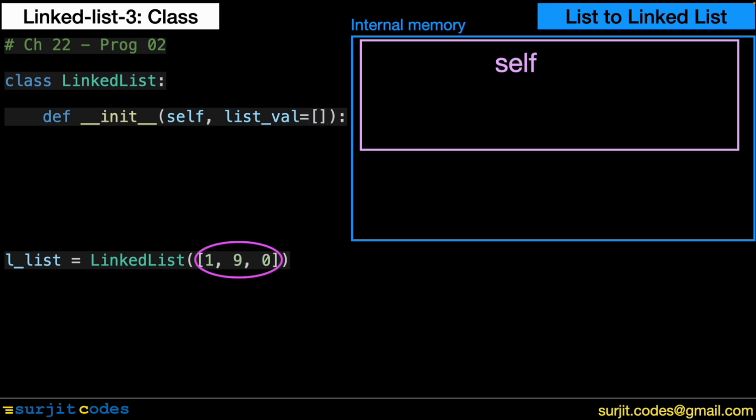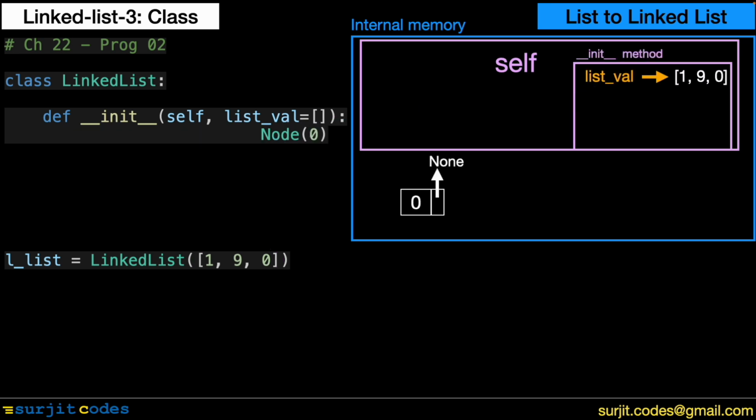If the list parameter listVal is present, it becomes a local variable of init method. Before processing the list items, we create a node with data 0. This is purely a temporary node that we create to make the program simple. We save its address in self.head.